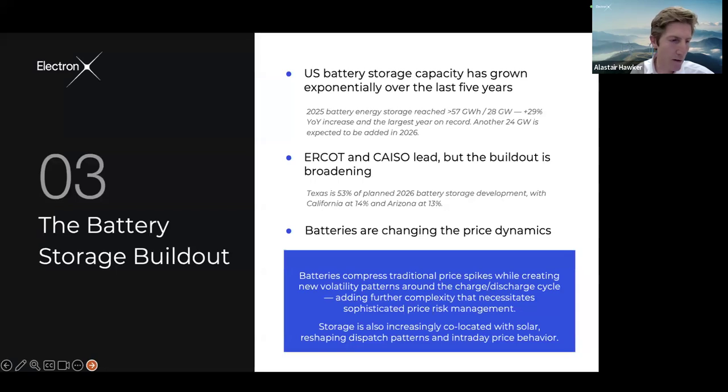The third area is the battery storage build out. US battery storage capacity has grown exponentially, really pretty much from nothing over the last 5 years. And batteries themselves are changing the price dynamics. While they do compress traditional price spikes, and that's what they're there for, and have a very important purpose for that, they also create new volatility patterns around the recharge-discharge cycles, adding further complexity that necessitates sophisticated price risk management. Battery storage is creating entirely new types of market participants who need access to an hourly futures product to help them precisely hedge and monetize these assets.